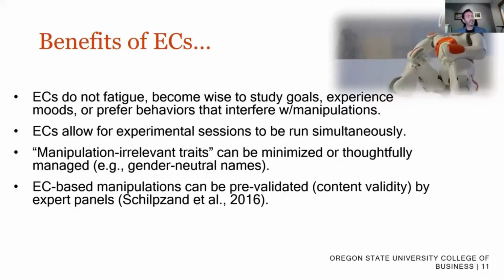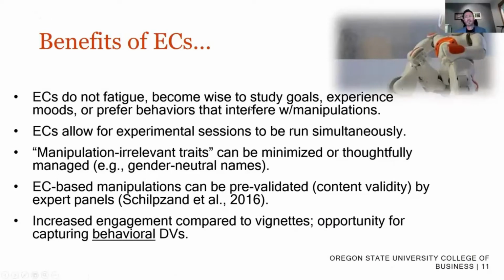Also, electronic-based, Confederate-based manipulations can be pre-validated. We can really assess their content validity using expert panels. So in this case, in Schulpson et al., this was a paper published in OBHDP with my wife, we were interested in using electronic Confederates for incivility. So what we did was ahead of time generate a list of potential rude behaviors and sent it out to 10 experts on interpersonal mistreatment, and made sure that the behaviors of the electronic Confederate were rude, but not representing undermining or abuse or other things that might be sort of closely related constructs.